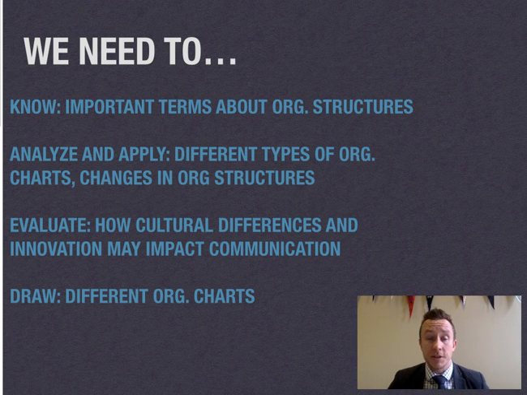Okay, so what do we need to do in the course of these exercises? Well, in this chapter, which hopefully you've already read a little bit on, as it was on TigerNet, you need to know some important terms about organizational structures, and we're going to go over those today. You also need to analyze and apply different types of organizational charts, changes in organizational structures, and you need to evaluate how cultural differences and innovation can impact that communication. You're also going to need to draw an organizational chart, and we're going to draw one today as a little homework assignment. But today, really, we're focusing on the know and the draw, maybe a little bit of the analyze and apply, but not so much.